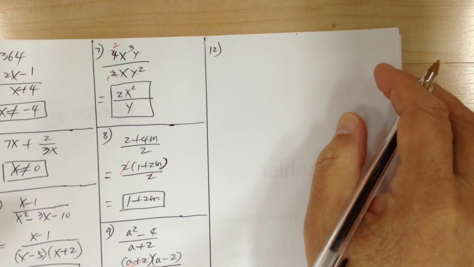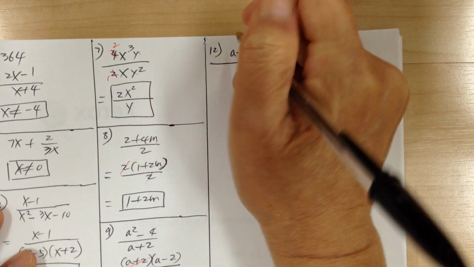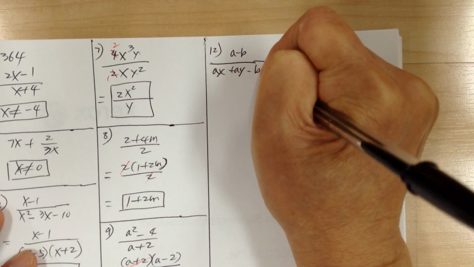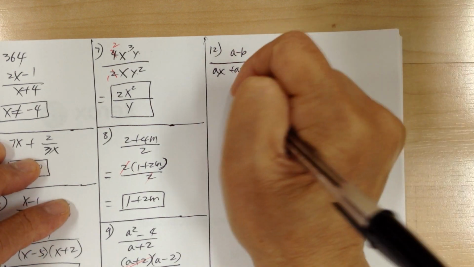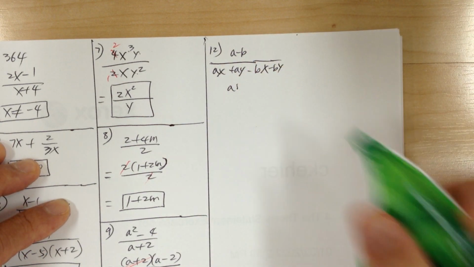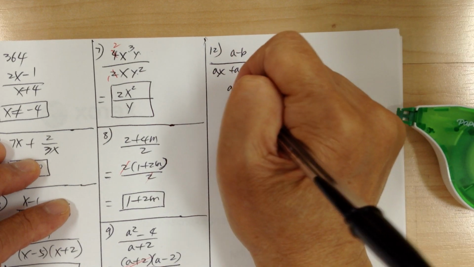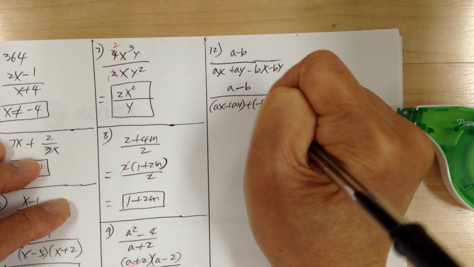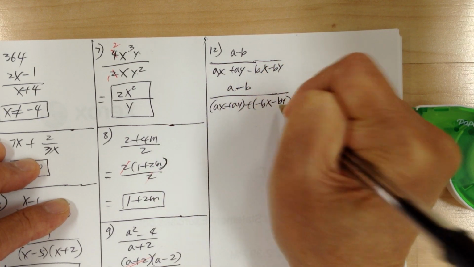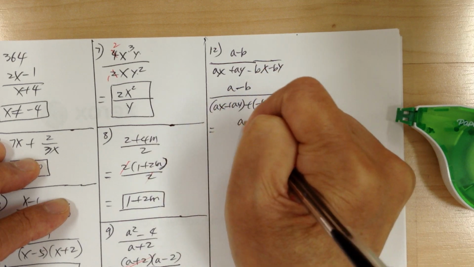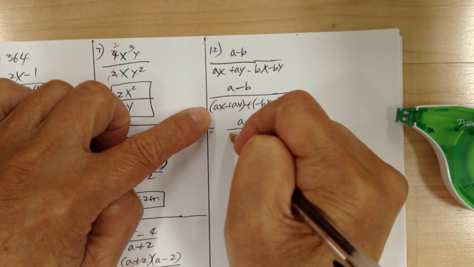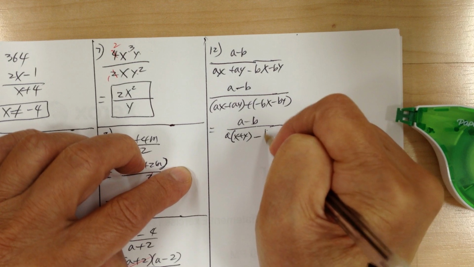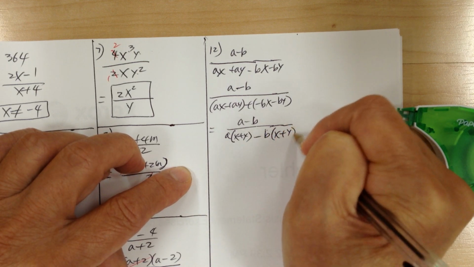Okay, number 12. You have a minus b over ax plus ay minus bx minus by. Okay, so let's go ahead and factor the bottom. So ax plus ay plus negative bx minus by. On the bottom you can factor the a, so you get x plus y. Over here that's a negative, so you factor the negative b, so it'd be x plus y.